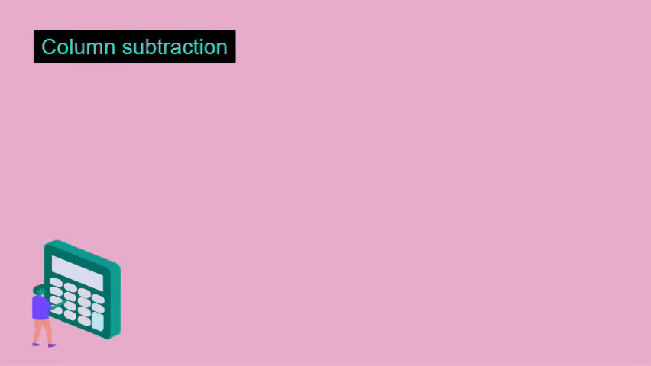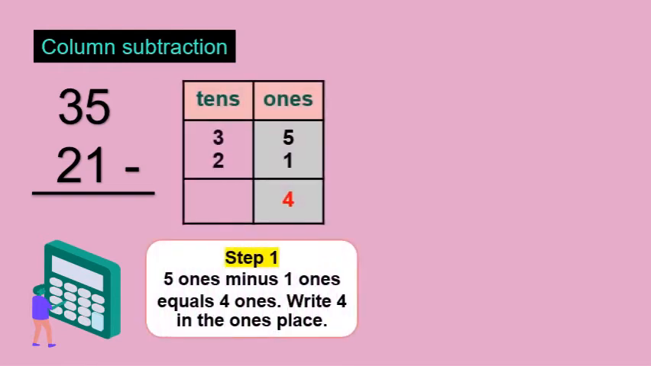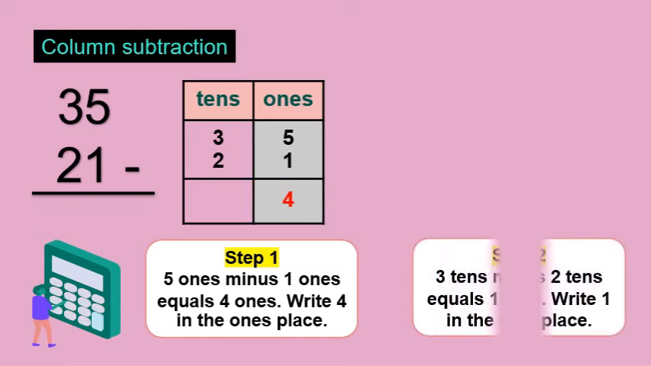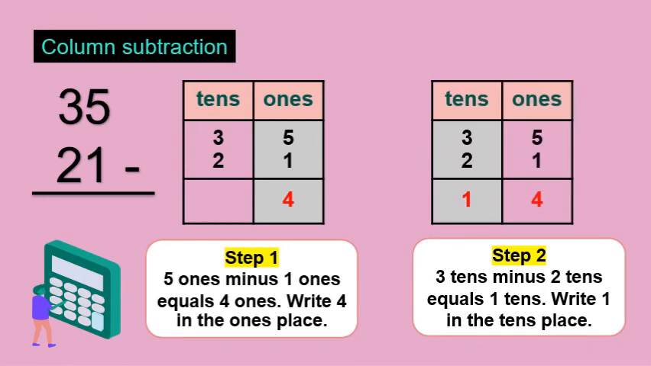Let's answer this using the column subtraction. 35 minus 21. First, step 1. 5 ones minus 1 one equals 4 ones. Write 4 in the ones place. Step number 2. 3 tenths minus 2 tenths equals 1 tenth. Write 1 in the tens place.